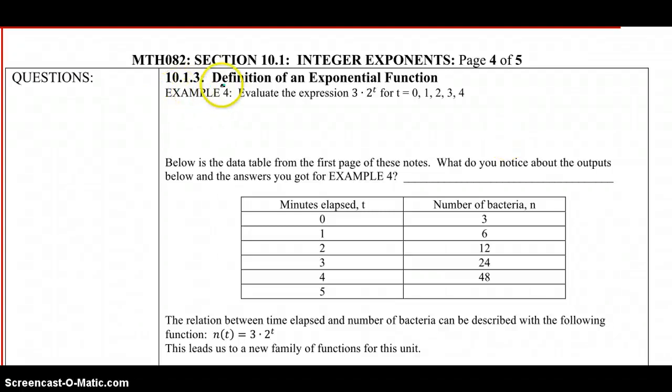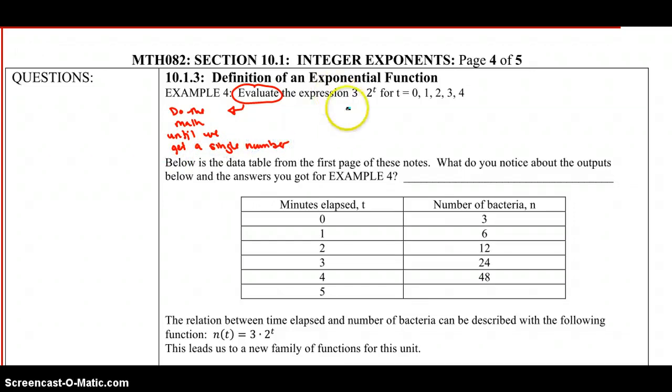So 10.1.3, definition of an exponential function. In example 4, we're asked to evaluate the expression 3 times 2 to the t for t equals 0, 1, 2, 3, and 4. Okay, so evaluate is another one of our verbs that we've seen a lot this semester, and that just basically tells us to do the math, follow order of operations, until we get a single number for an answer.